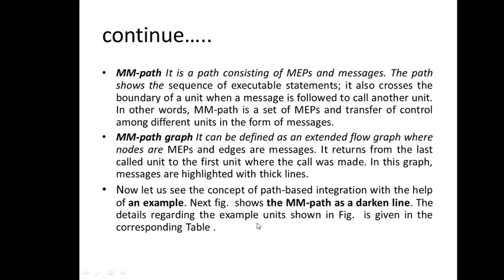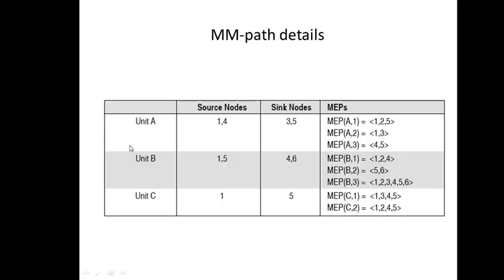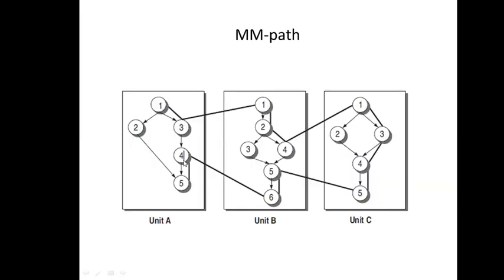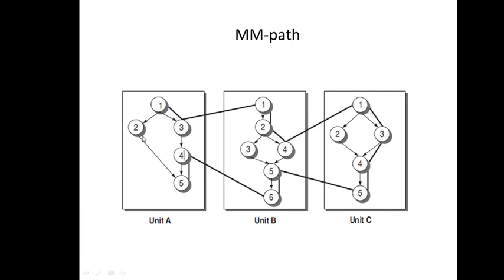Now take an example. This is one of the examples, right? To understand this example, we must know this table, right? For unit A, the source nodes are assumed to be 1 and 4, while sink nodes are 3 and 5. So 1 and 4 are source nodes, 3 and 5 are sink nodes.